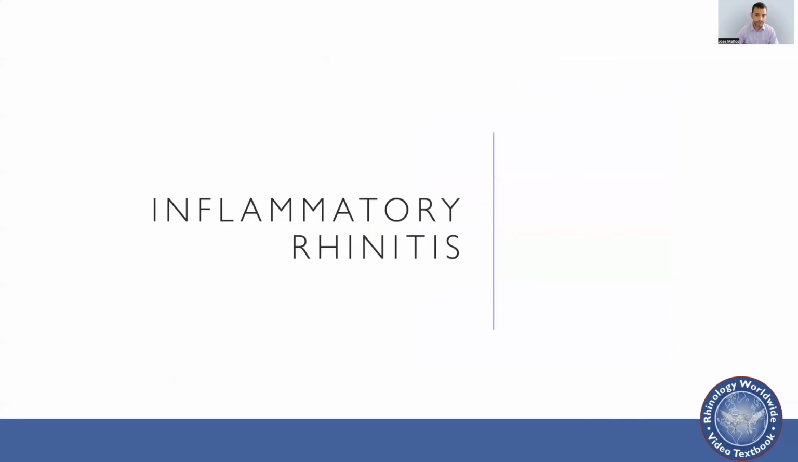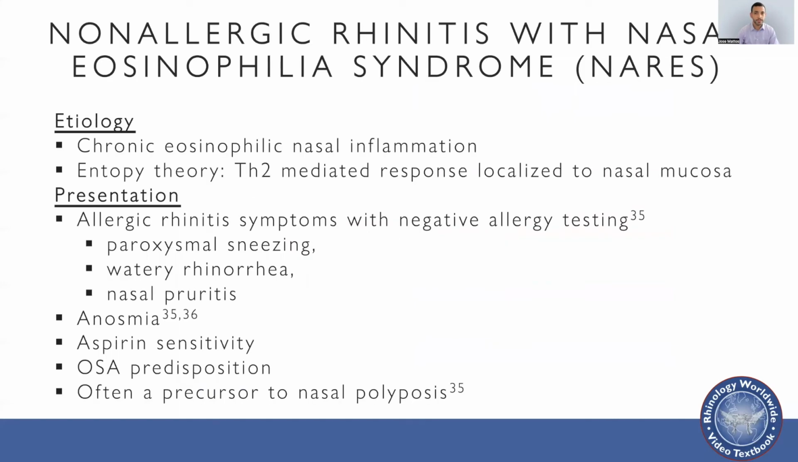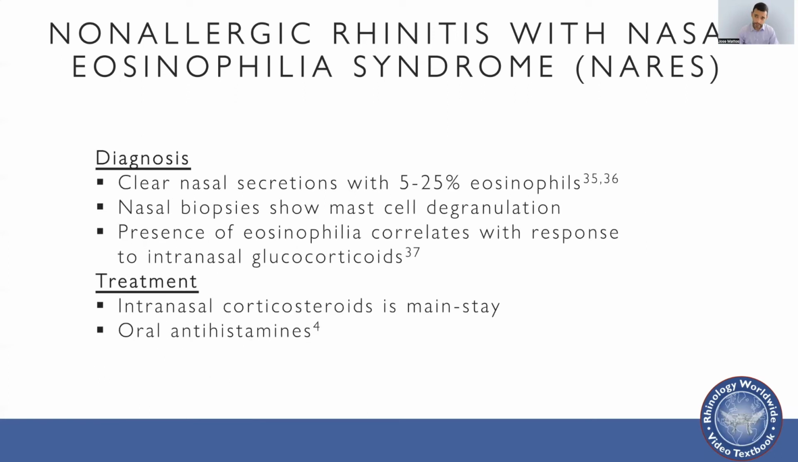Okay, let's move on to inflammatory rhinitis. So non-allergic rhinitis with nasal eosinophilia syndrome, or NARES, is a chronic eosinophilic nasal inflammation that is Th2 mediated. It has allergic rhinitis symptoms with negative allergy testing, so sneezing, watery rhinorrhea, and nasal pruritus. Anosmia, aspirin sensitivity can also be present. Sometimes it's thought to be a precursor to nasal polyposis.